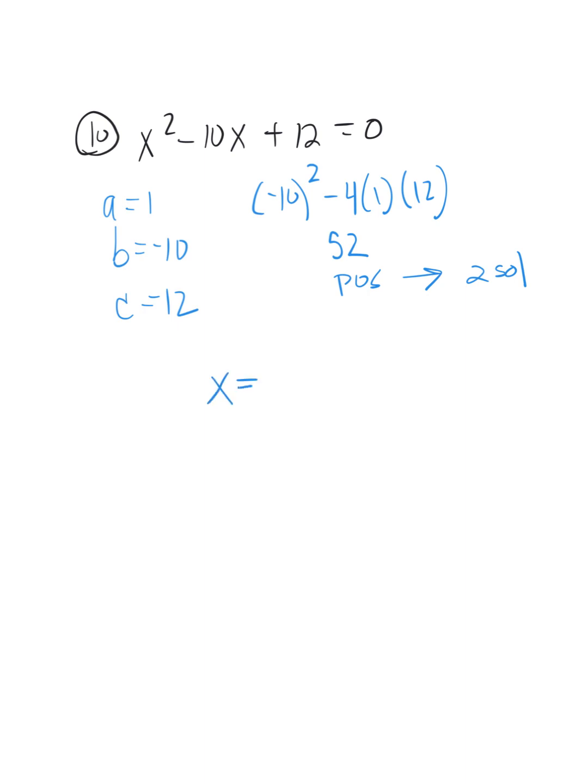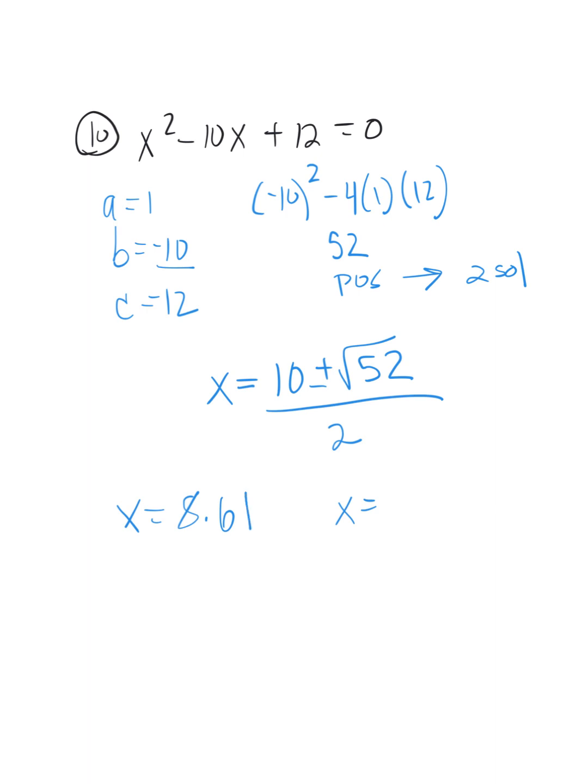So I'm going to do x equals the opposite of b. If my b is negative, the opposite is positive. Plus or minus the square root of 52 divided by 2 times a. Since a is 1, we're just going to divide by 2 there. And now I'm going to go to my calculator to get these two answers. So 10 plus the square root of 52. Hit equals or enter, divide it by 2, and then round to 2 decimal places, so 8.61.